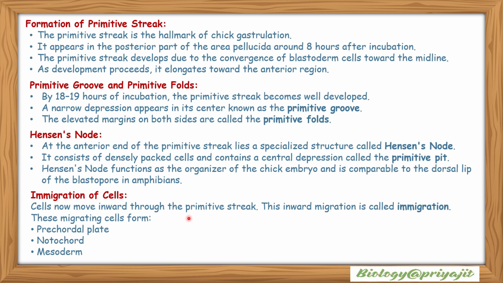Immigration of cells. Cells now move inward through the primitive streak. This inward migration is called immigration. These migrating cells form the precordal plate, notochord and mesoderm.